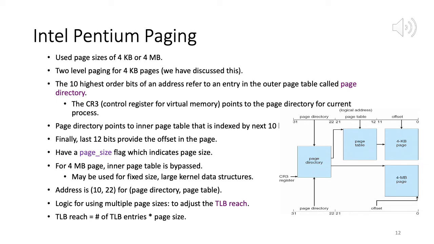So what is a 4 MB page used for? It may be used, as it says, for large kernel data structures. So let's say I have to bring the OS in. I already know I have to bring a part of the OS in every time the machine is booted up, and I know that part of the OS is, let's say, 512 MB or 1 GB. I know the size will be roughly similar.